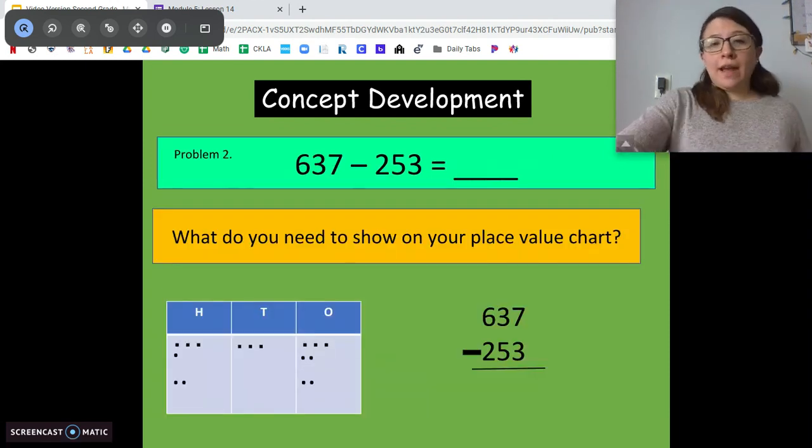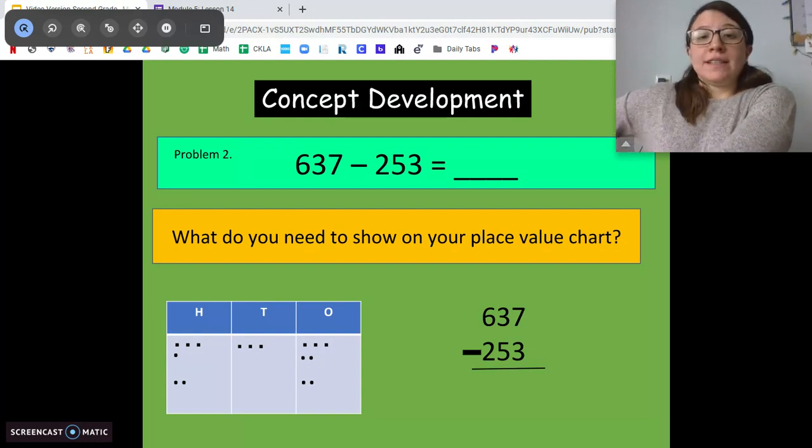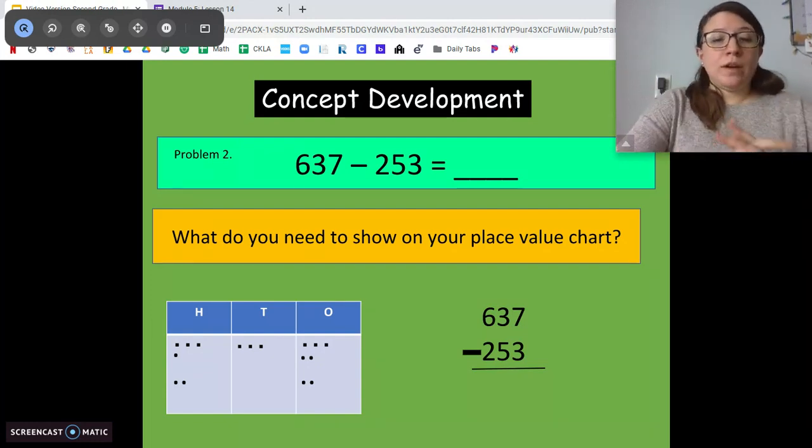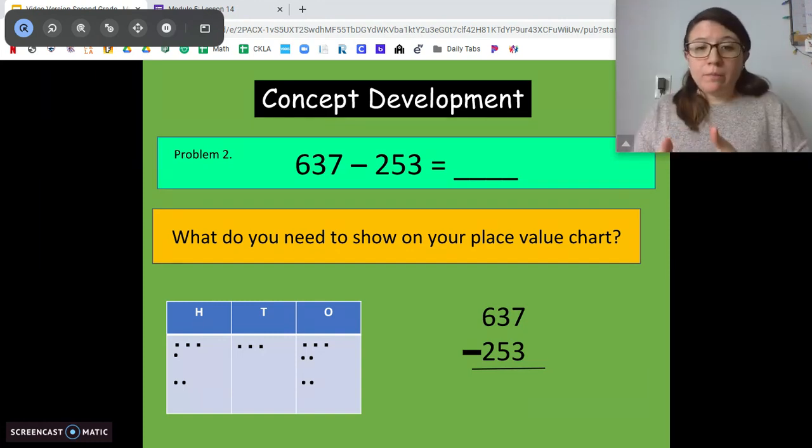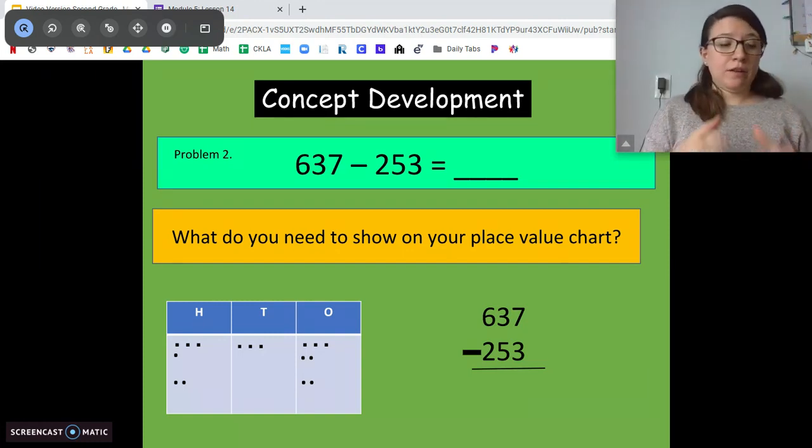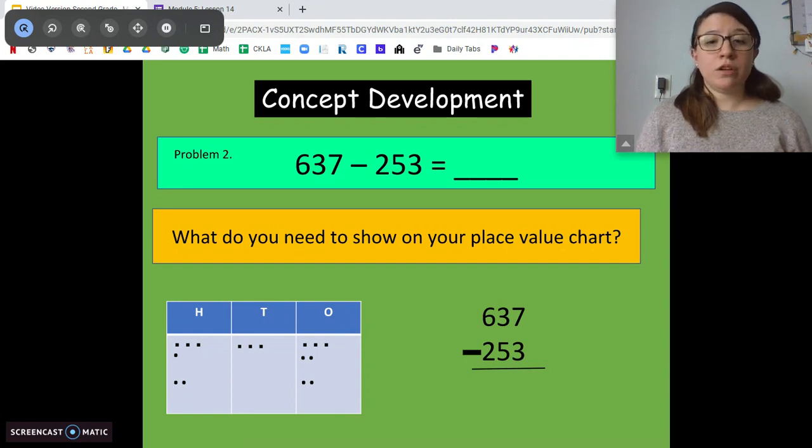All right, I want you to try this one on your own. 637 minus 253. I want you to show me the algorithm, show me the vertical method, and show me the place value chart. Remember, this is subtraction, so on your place value chart, only do the whole. All right, so pause and solve, and then come back when you're ready.